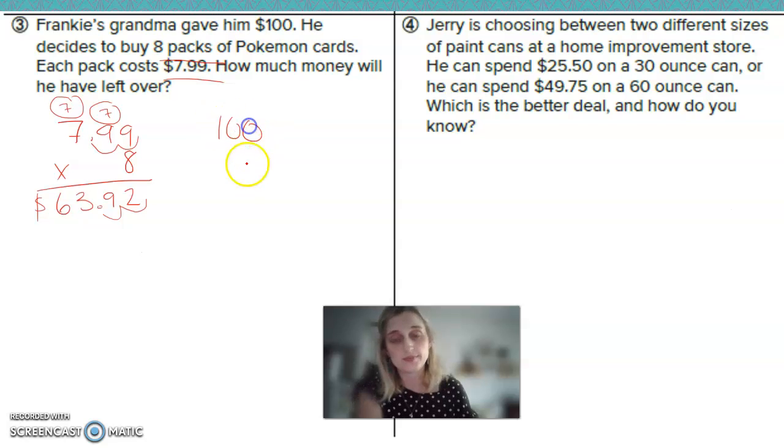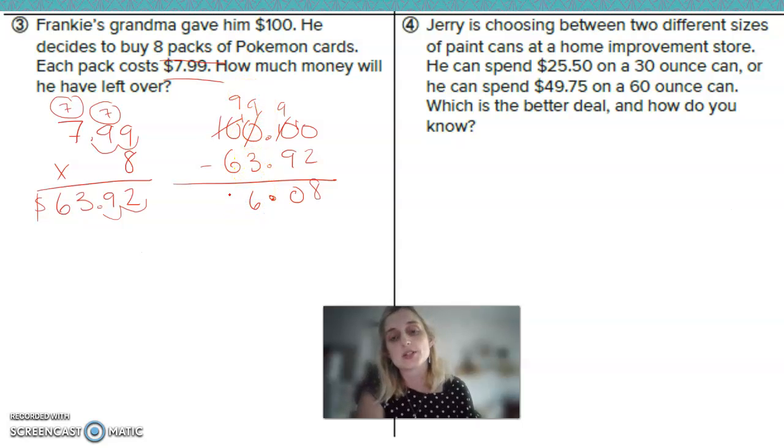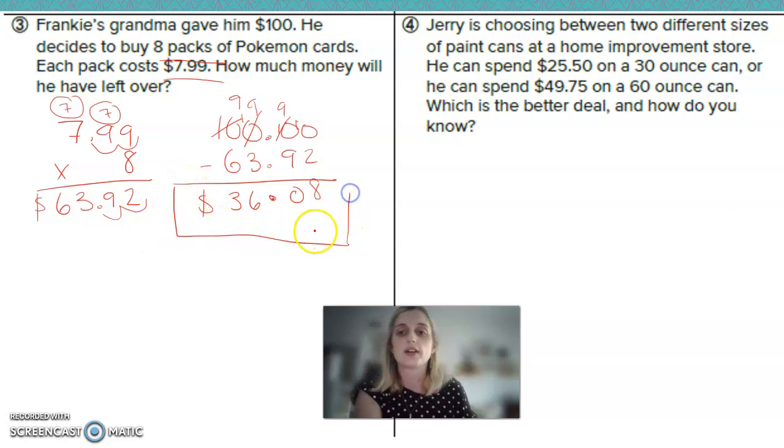He had $100. Or, importantly, because we have decimal points, $100.00. We're now going to subtract $63.92. Well, this involves some regrouping. This is going to become 9, 10, nope, 9, 10, nope, 9, 10 minus 2 is 8, 9 minus 9 is 0, decimal point, because we do stack them when we add and subtract. 9 minus 3 is 6, 9 minus 3 is 3. He has $36.08 left over after buying 8 packs of Pokemon cards.